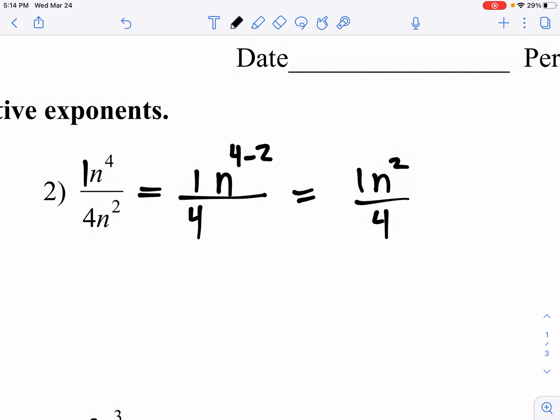Okay, now since the exponent is positive, we really don't need to do anything there. And in fact, since it is 1 times n squared, we could just say it's n squared over 4. Okay, but either way, it's 1/4 n squared, or we could say n squared over 4.